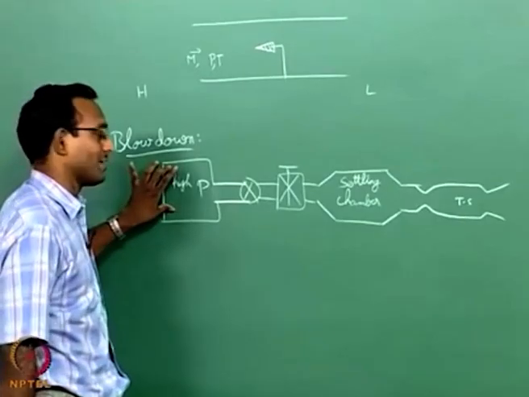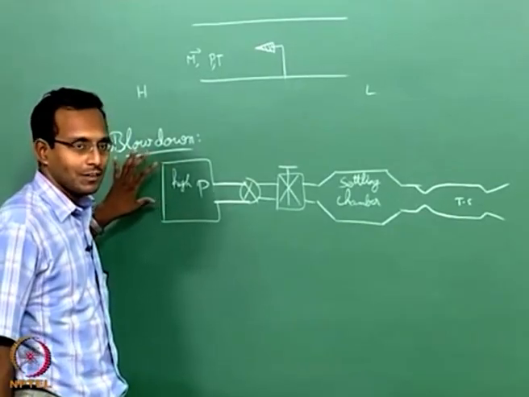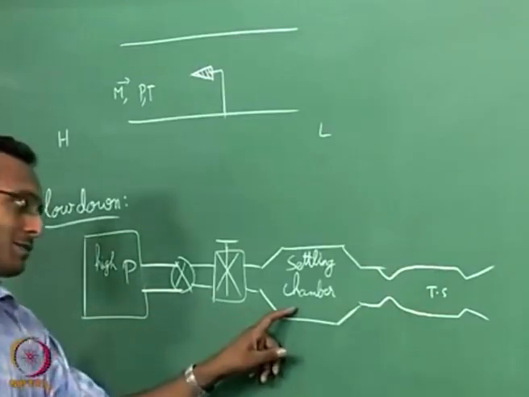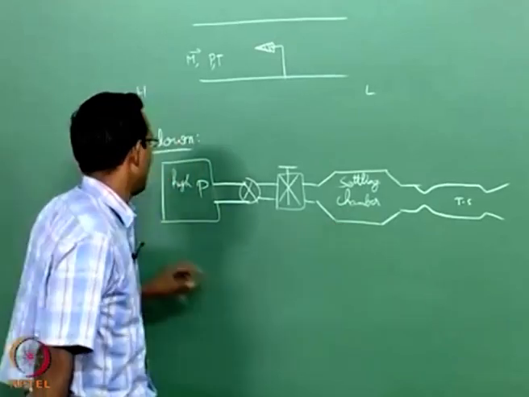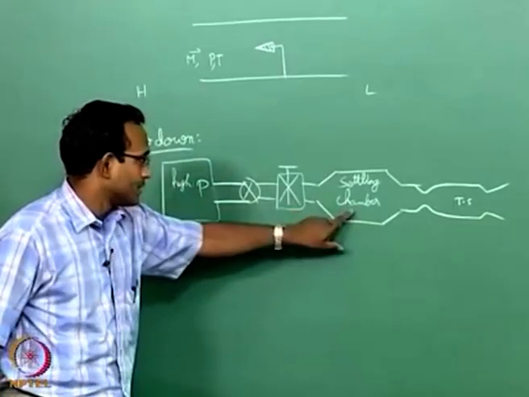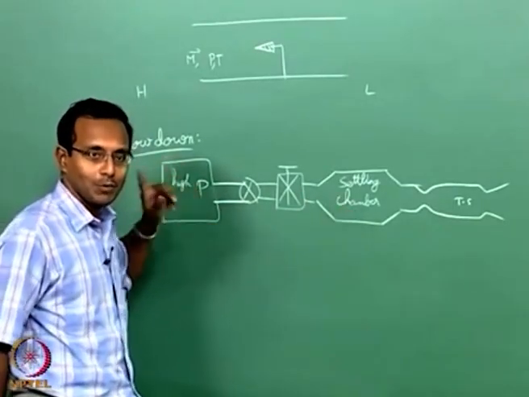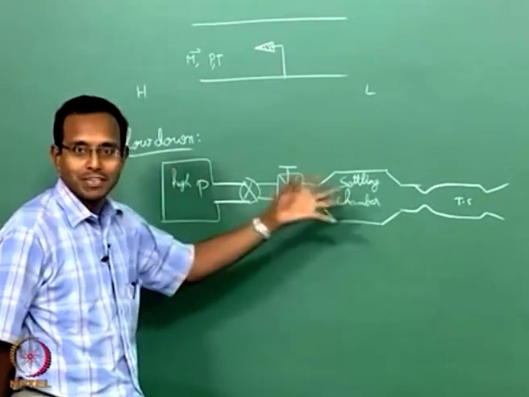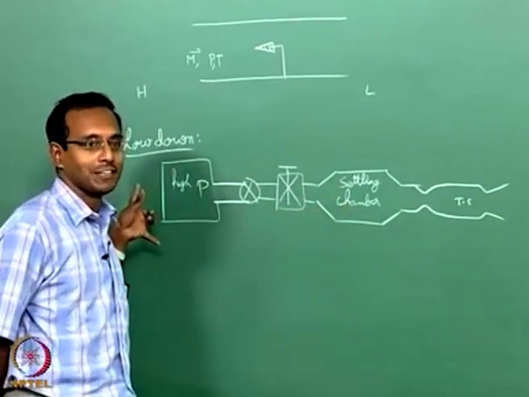This high pressure tank will have some initial pressure, say 100 bar, and I want to operate with a settling chamber pressure of 10 bar. Then this can keep on supplying the pressure of 10 bar here only up to a point where the tank becomes 10 bar. After that I cannot use this anymore. That is where this is an intermittent facility.